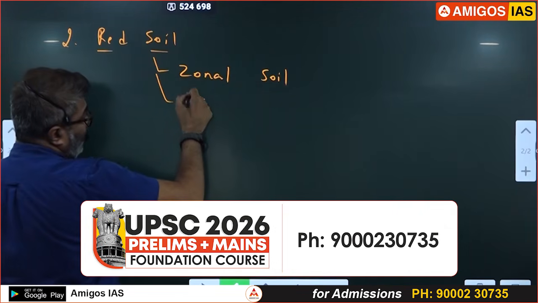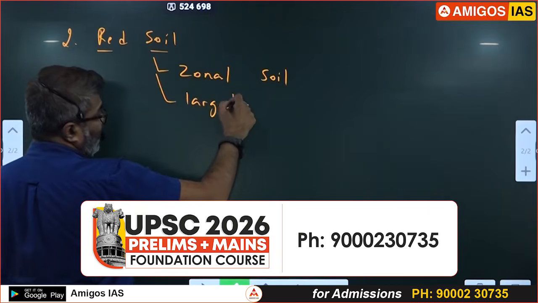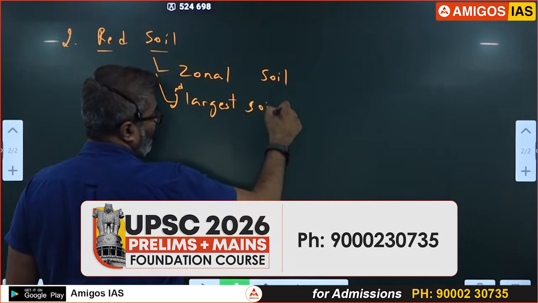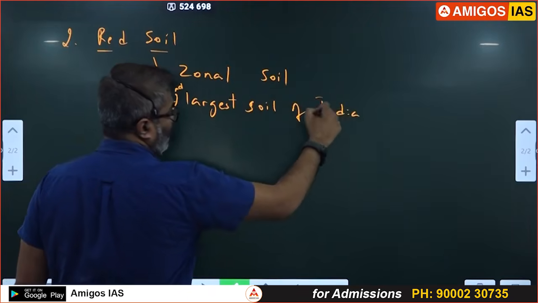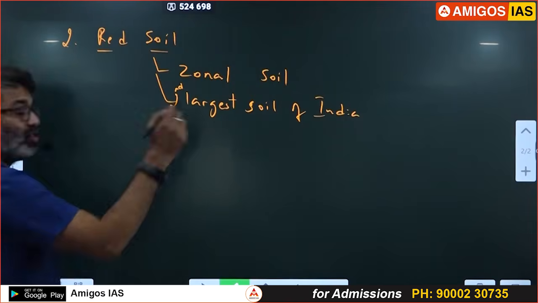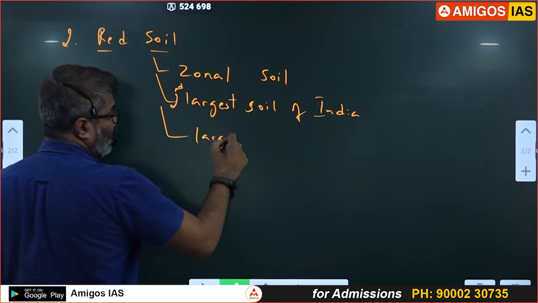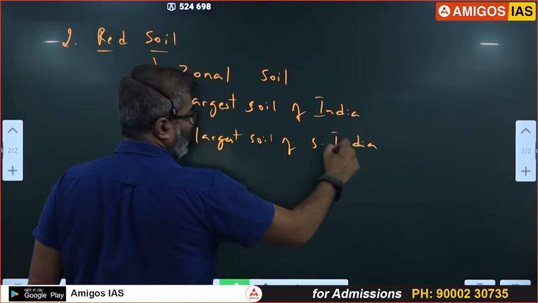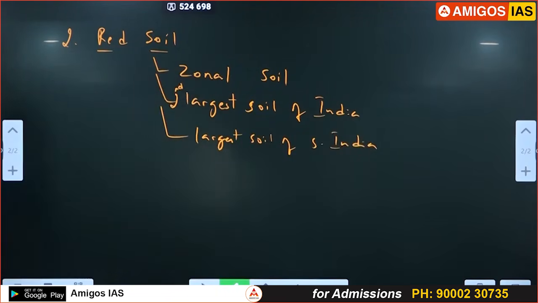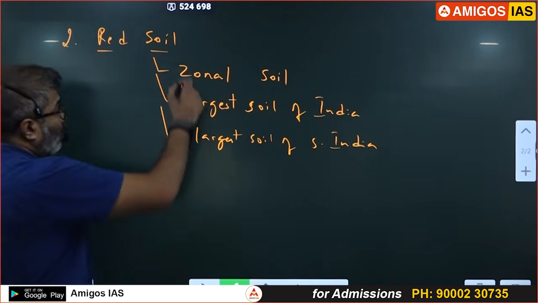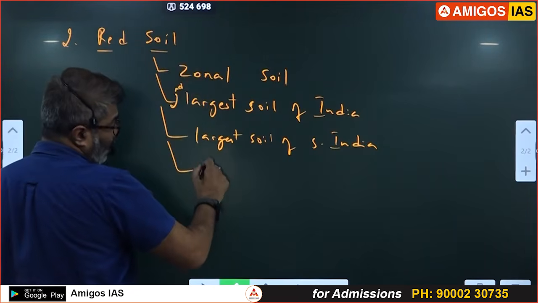This is the second largest soil of India. Also the largest soil of Southern India. You notice Tamil Nadu, Karnataka, Telangana, Andhra, we have what soil? Red soil. So this red soil is mostly found in the peninsular plateau region of India.